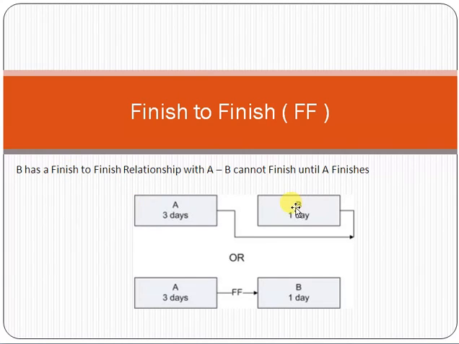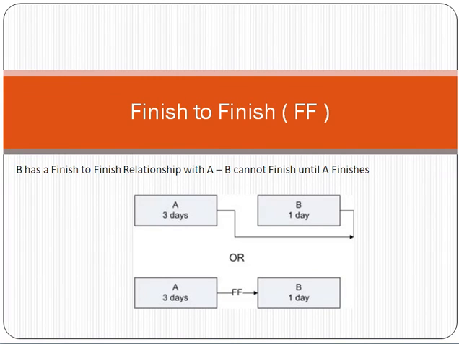Activities A and B have an FF, or finish to finish, relationship. Just see the term finish to finish. The predecessor activity will finish, only then the successor activity will finish. Keep this definition in your mind, finish to finish. So B has a finish to finish relationship with A. B cannot finish until A finishes. And remember one thing, A is the predecessor activity and B is the successor activity. Once A finishes, only then B will finish.